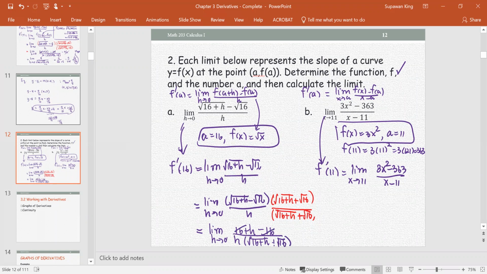16 minus 16 cancel, and then the h and the h reduce. It becomes the limit of 1 over square root of 16 plus h plus square root of 16 as h approaches 0. And we get the value 1 over 8.